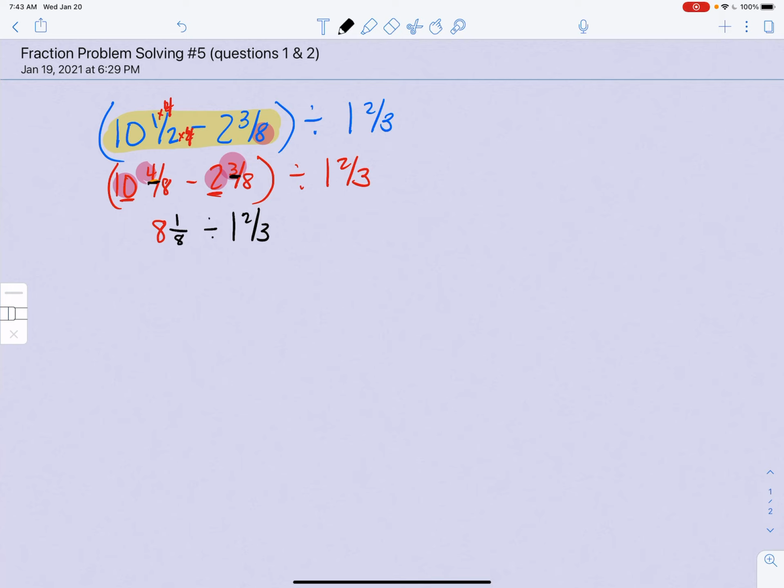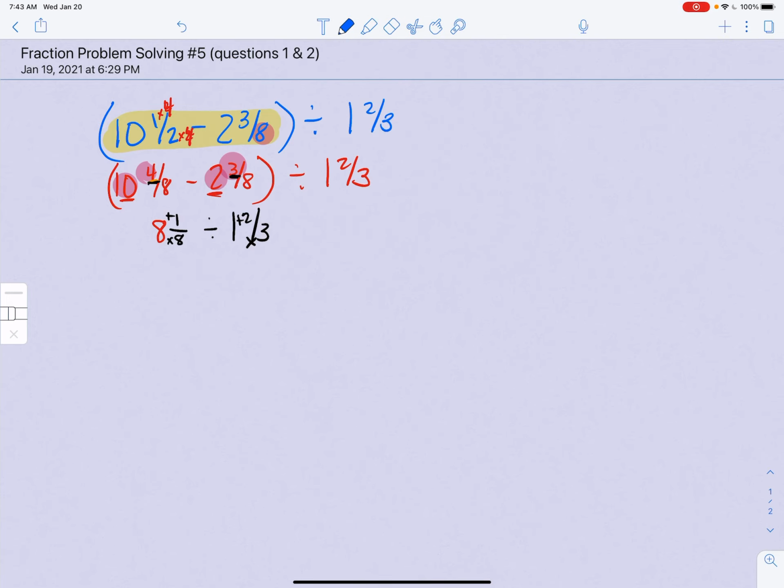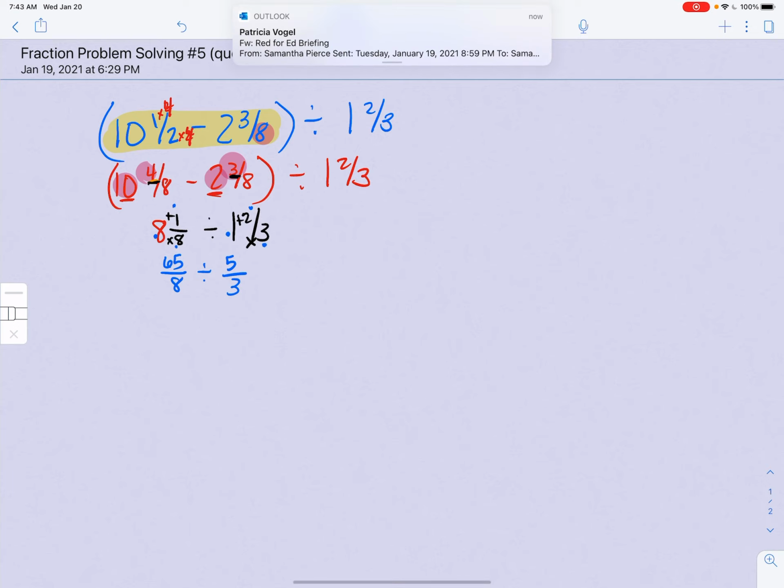In order to divide these fractions, I have to now create them into improper fractions, and you do that by multiplying and then adding. Same thing over here. I'm going to multiply, then add. So if you watch my pen, 8 times 8 is 64, plus 1 is 65 over 8, divided by 3 times 1 is 3, plus 2 is 5 over 3.